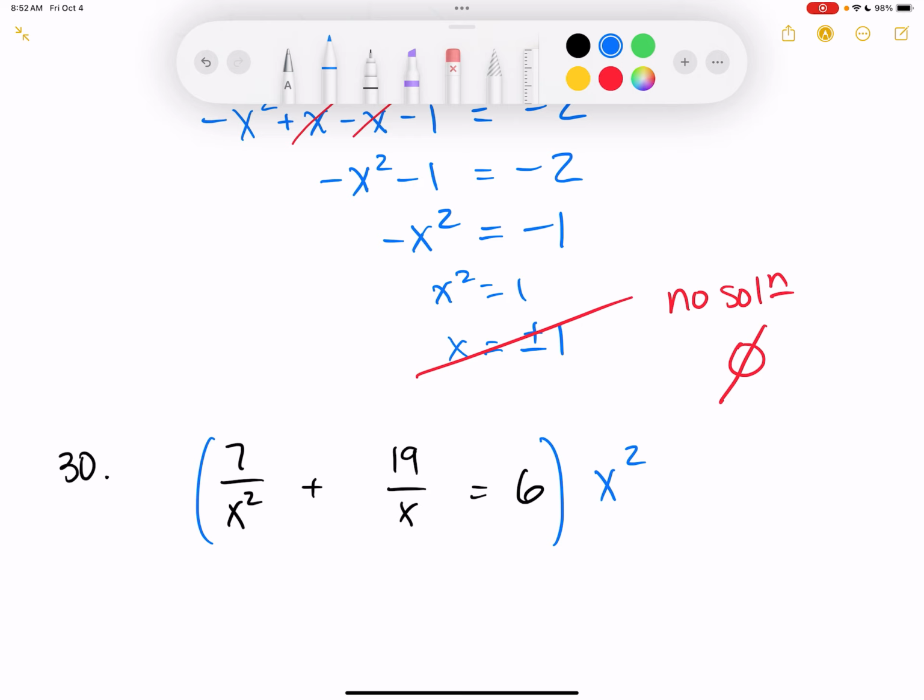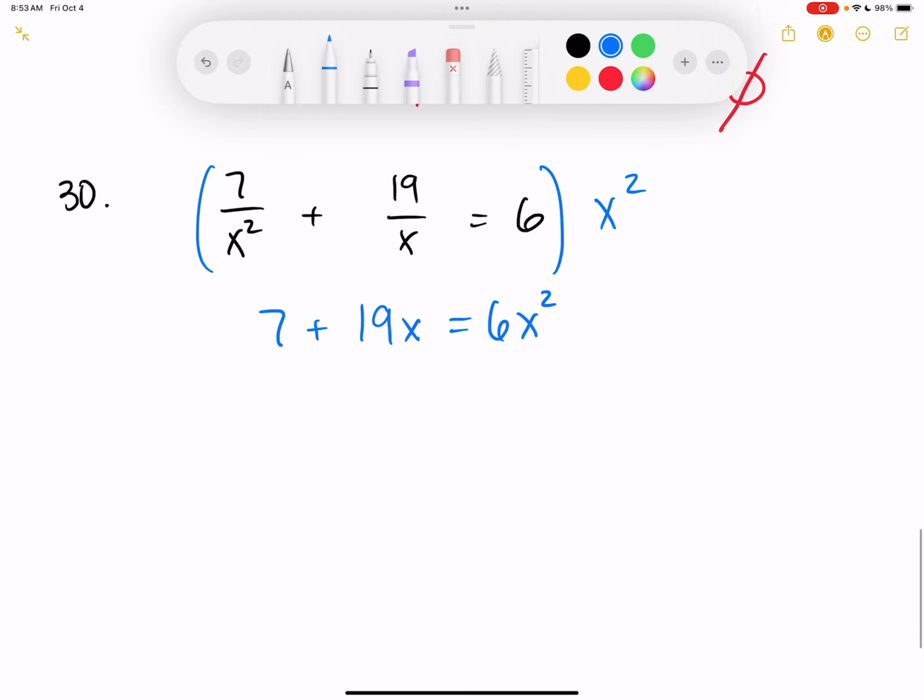Because that's what would be happening ultimately anyways, even if I just got a common denominator on the left, I'm still going to ultimately end up multiplying the 6 by x squared because that's just how it's going to play out. So if I multiply everything by x squared, the x squareds cancel in this first one and I'm left with 7. Plus, here, x and x squared reduce to just an x, so 19 times x equals, over here there's no fraction, so that's just 6x squared.